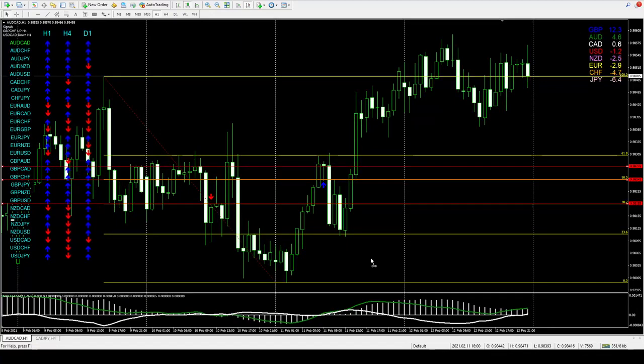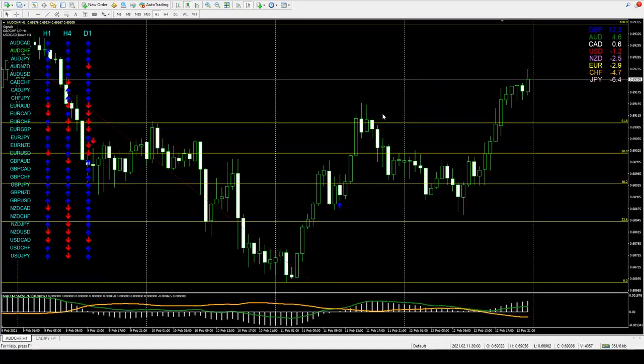So that's how we enter the AUD CAD pair. But as you can see, 23.6 was hit, but I don't actually use 23.6 because most of the time this 23.6 Fibonacci won't be hit. It's usually just the 38.2 and the 50 Fibonacci. So next we will go to AUD CHF.